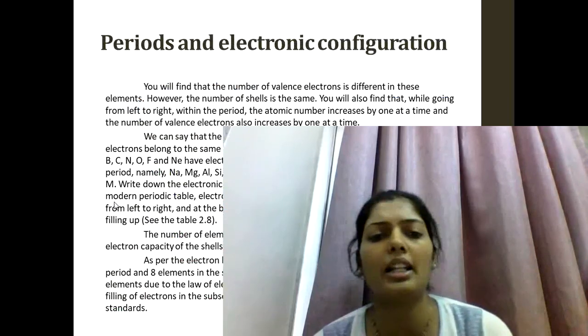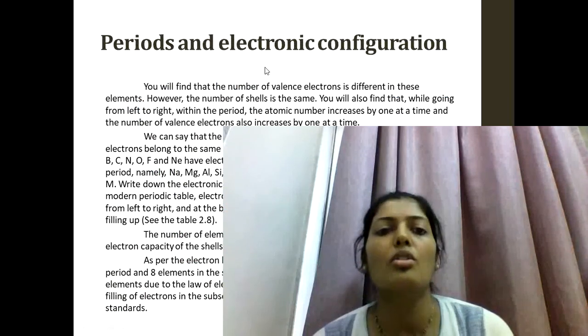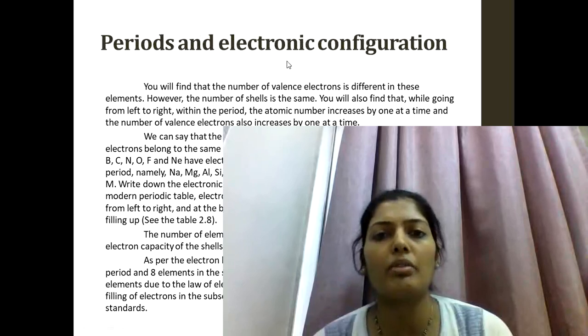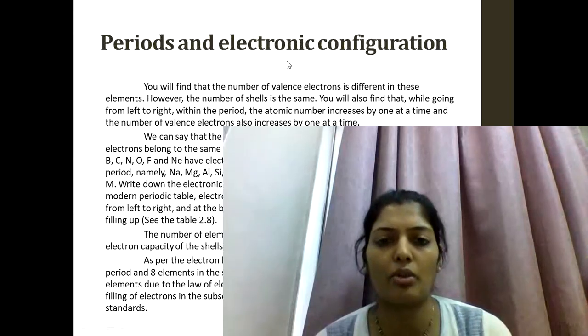Now periods and electronic configuration. So periods and electronic configuration we will discuss in the next session.